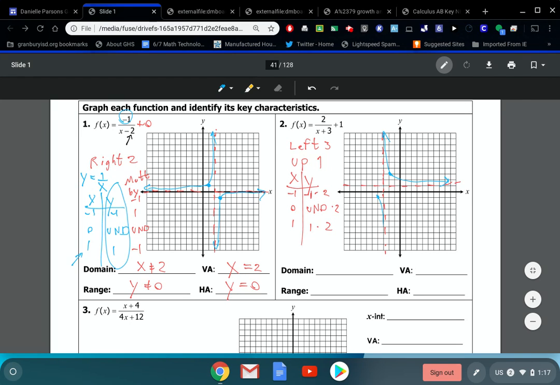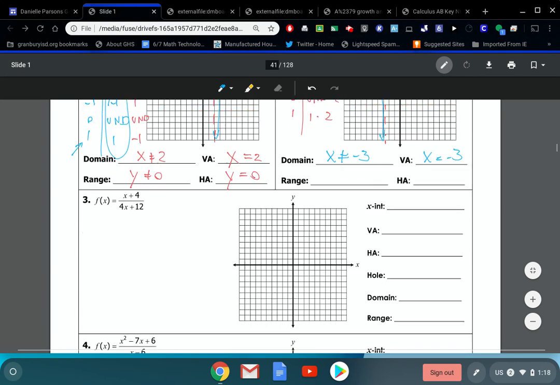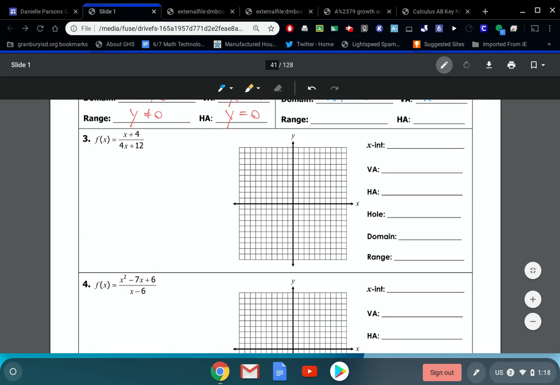Remember that where my vertical asymptote is located would be x is equal to negative 3, which would also give me my domain. I'm just going to let you do the range. Hopefully that helps. Again, remember from there on, 3 and below, you're not going to try to graph this by hand. You're just trying to look for all of these.